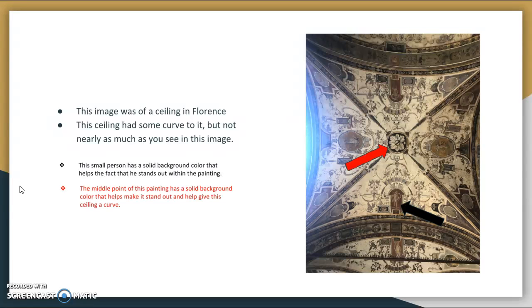This image was of a ceiling in Florence. This ceiling had some curve to it, but not nearly as much as you see in this image. This small person has a solid background color that helps him stand out within the painting. The middle point of this painting has a solid background color that helps make it stand out and helps give this ceiling a curve.